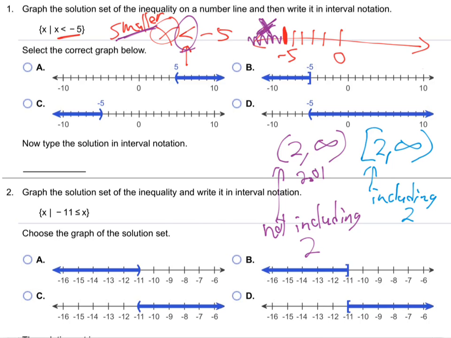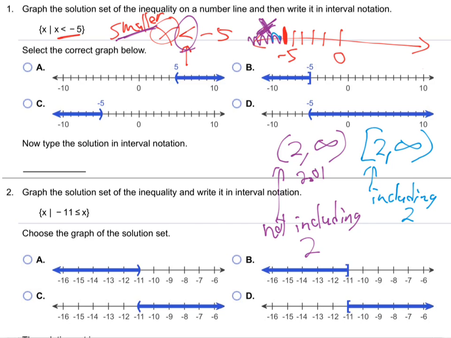And infinity always gets a parenthesis, because you're never right on infinity, are you? You might go to the doctor's office and say, I waited forever. But you didn't really get to forever. You just started getting closer to it. So, make sense on that? Brackets include the edges. You're straight on it. Parenthesis is close to it.